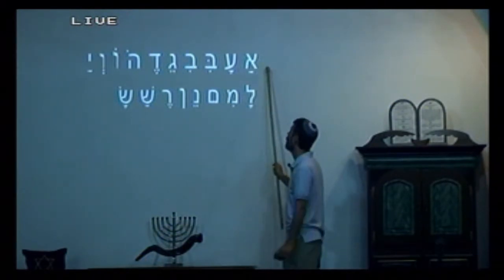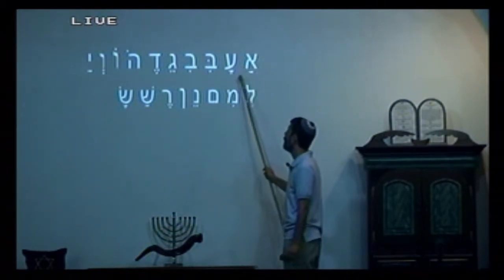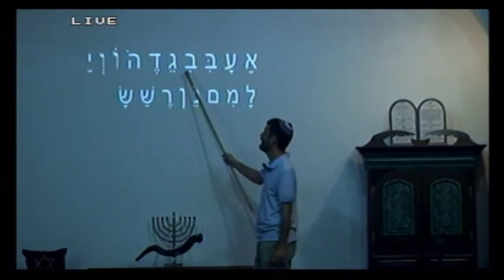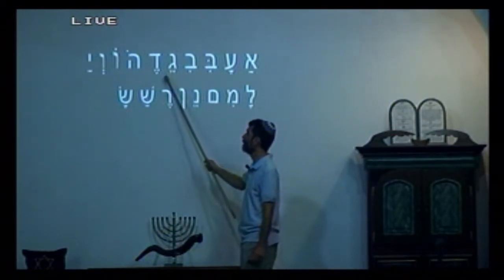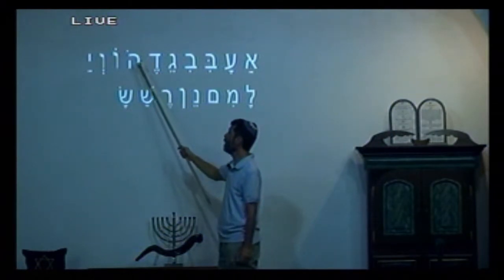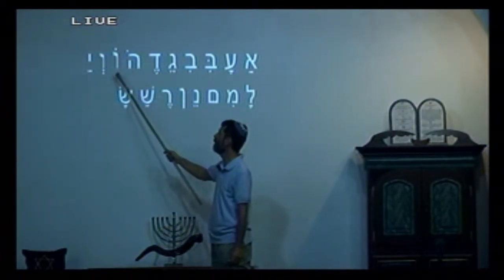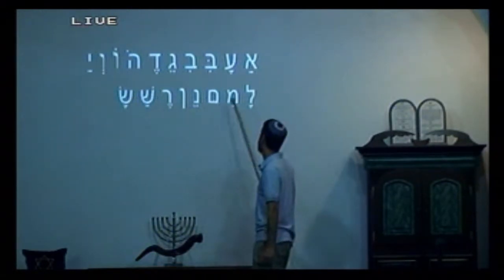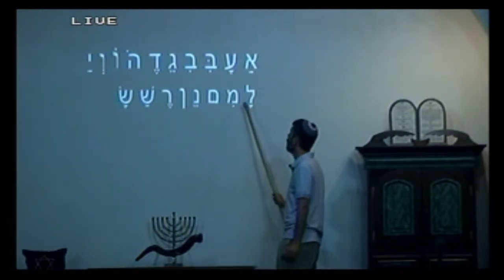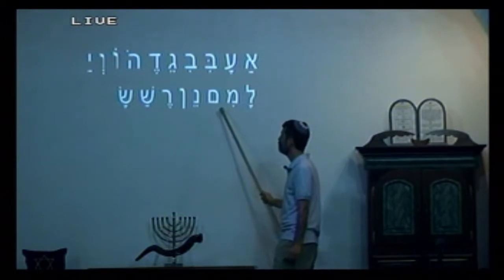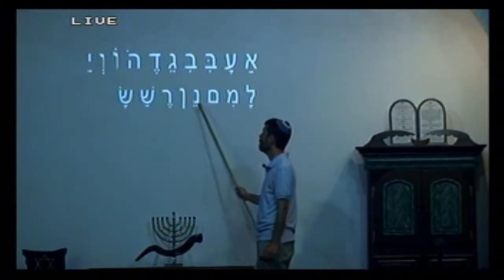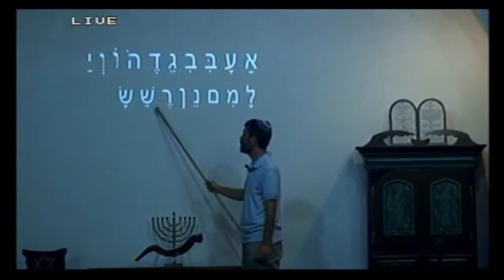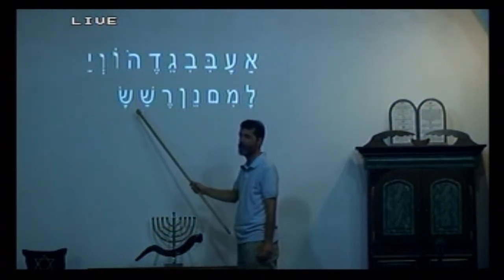Ready? Ah, ah, B, V, ge, de, ho, o, v, ya, la, mi, m, ne, n, re, sa, sha.